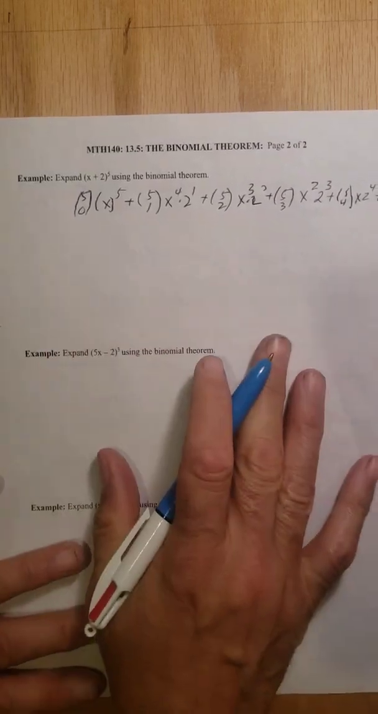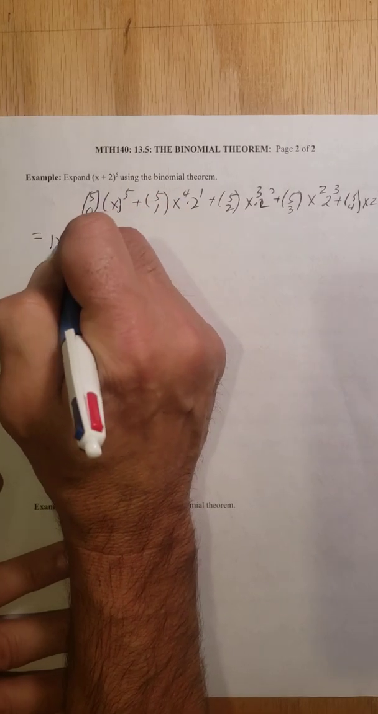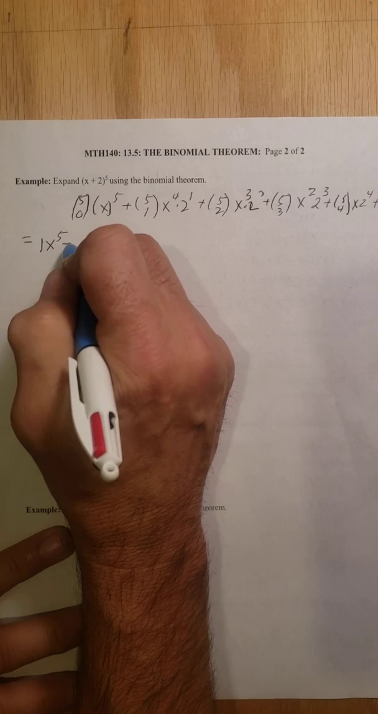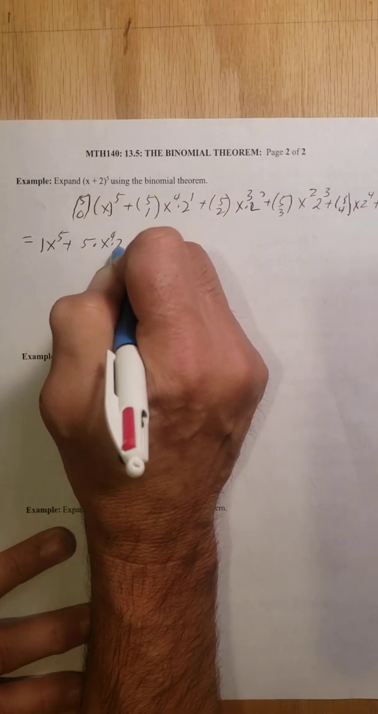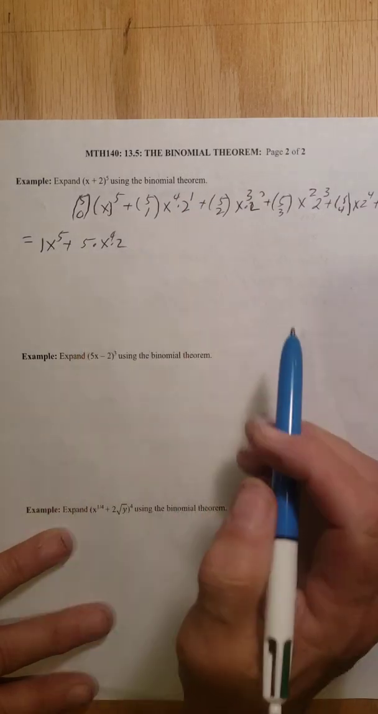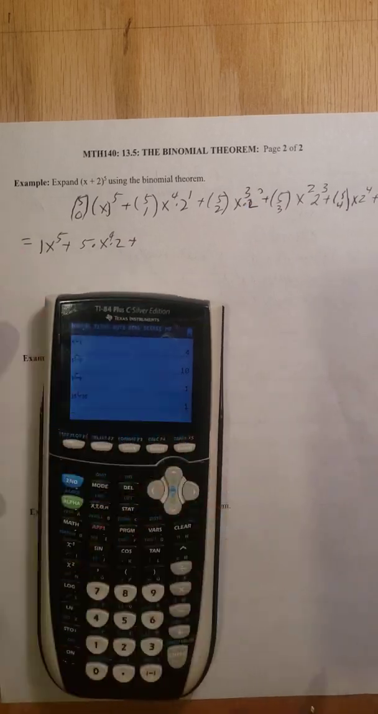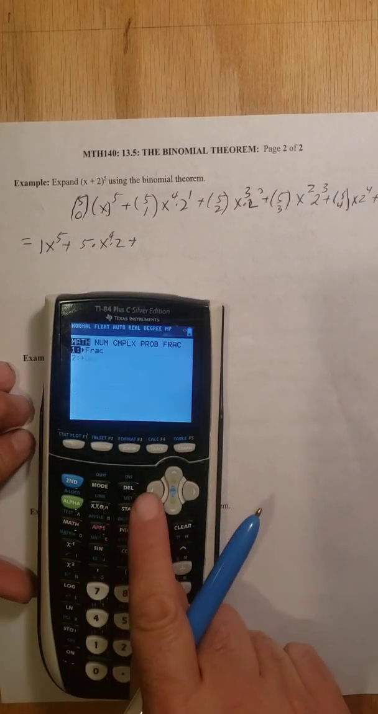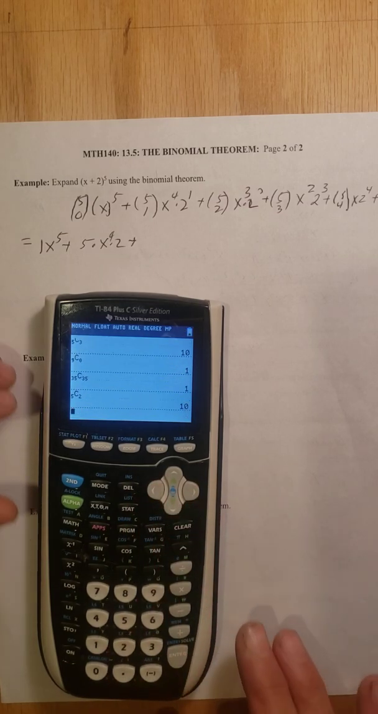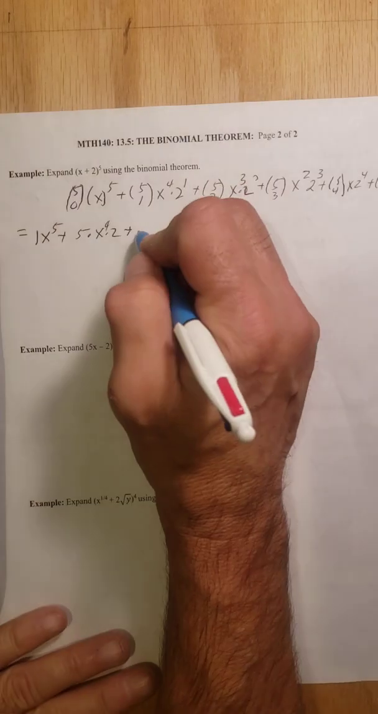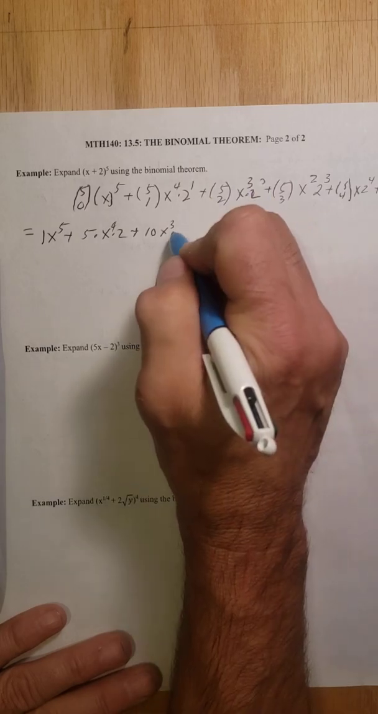Okay? So let me see if I can do this a little bit. 5 choose 0 is 1. So this is 1x to the 5th. 5 choose 1 is 5 times x to the 4th times 2. 2 to the 1st power is 2. Plus 5 choose 2 is what? If we go math, move over to probability, choice 3, 5 choose 2 is 10. So this third term is 10 x cubed, 2 to the second power is 4.